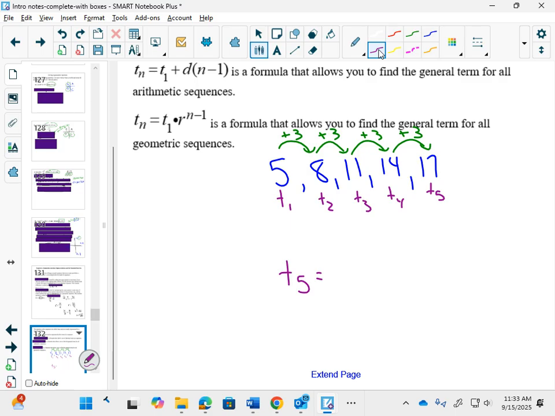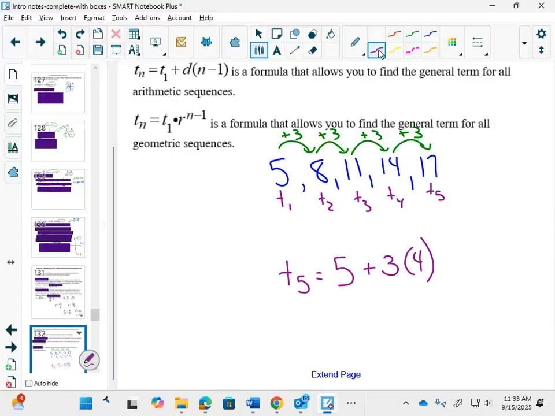If I want to get term 5, does it make sense that I could start with my term 1, and then I'm jumping 1, 2, 3, 4. I would have to add 3 four times to get to term 5. I do a basic, easy example, and now I take my brain and go crazy, abstract, and general.